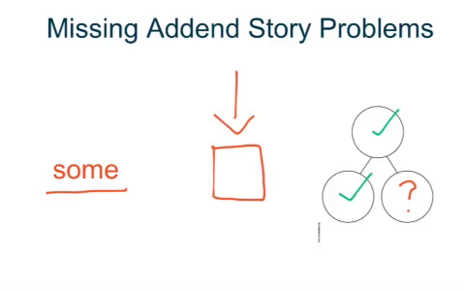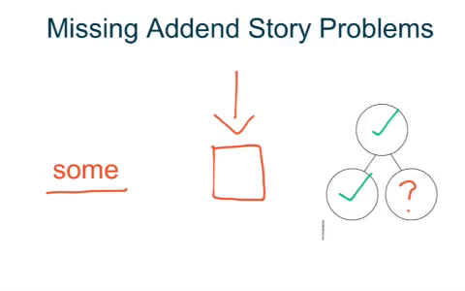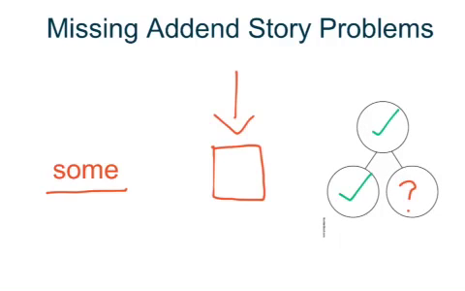Last, when solving for missing addend problems, it's important to know what you have and what you're solving for. In a missing addend story problem, you have the total, shown here by this check. You also have one of the parts, shown here by this check. What we don't know, shown by the question mark, is the other part.